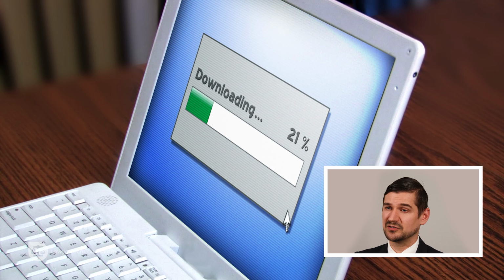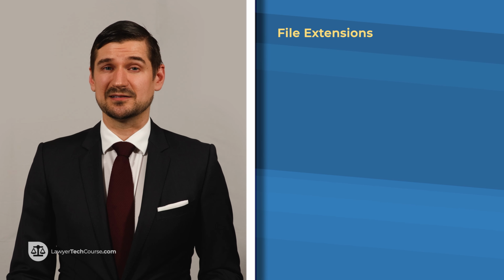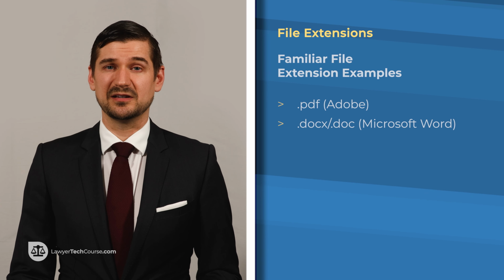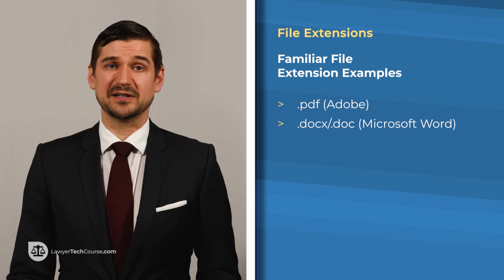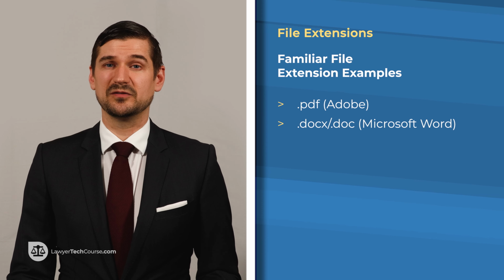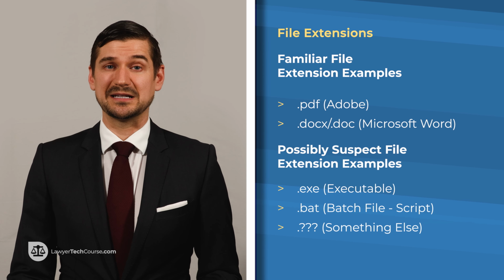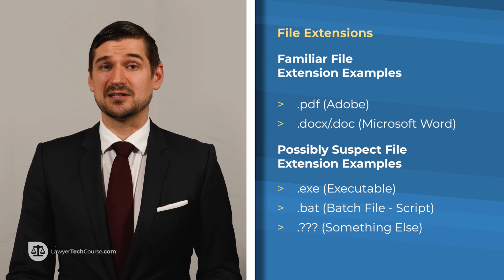Practice 2. Enable viewing of file extensions. When you download files onto your computer, it's important to be able to see the file extension that they have so that you know what kinds of files they are. If a colleague is sending you a document, you should expect it to have a familiar file extension, such as .pdf if it's an Adobe file, or .docx if it's a Microsoft Word file. If someone sends you a file purporting to be a document, but it has an unfamiliar file extension, such as .exe, .bat, or something else, this may suggest that it's malware.